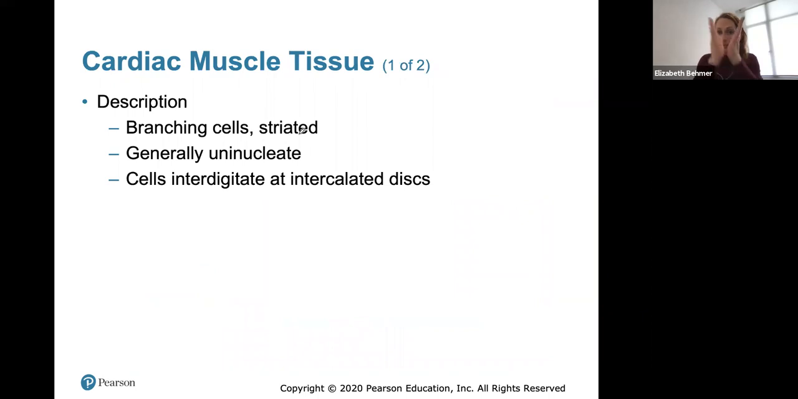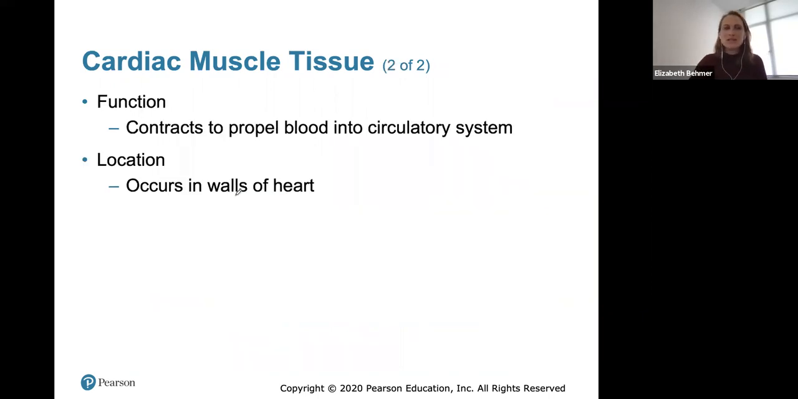Cardiac muscle is more branched, kind of like a Y, generally one nucleus, and the cells are interdigitate, meaning they're connected with these intercalated discs. The cardiac muscle contracts to propel blood into your circulatory system. It's located in the walls of the heart.